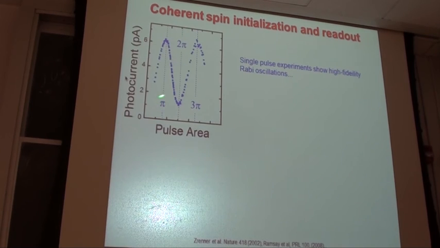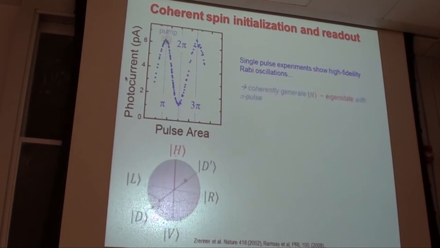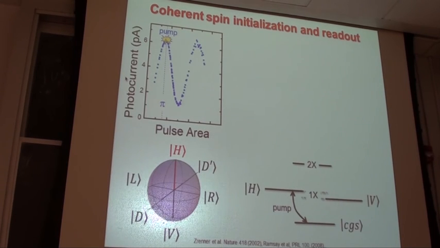From now on, the pump pulse is always going to be a pi pulse. I'm going to be pumping it with a pi pulse. And if, for example, I coherently generate with a pi pulse the horizontally polarized eigenstate of this quantum dot, so I'm pumping this on the Bloch sphere, then what I'd expect is to see some blocking if I try to then excite the system with a second pulse, which is vertically polarized. This is exactly what we've observed.